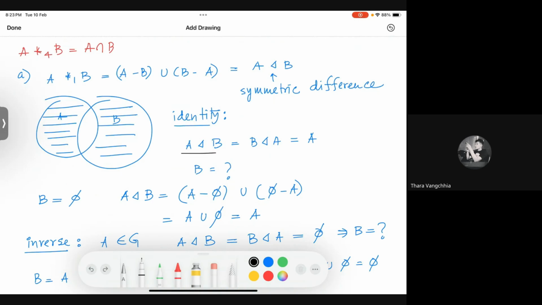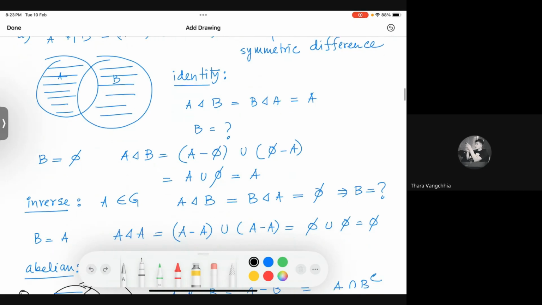I need A symmetric difference B equals B symmetric difference A equals A. These are equal, right? So this is commutative. So I need this to be equal to A. So for which B will this be equal to A? Take B equal to the empty set.